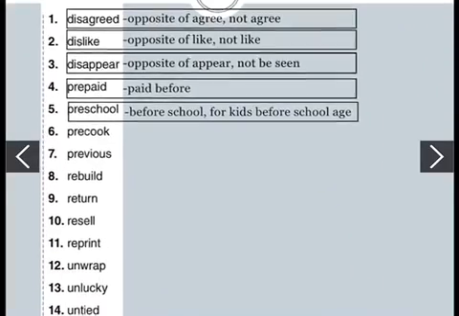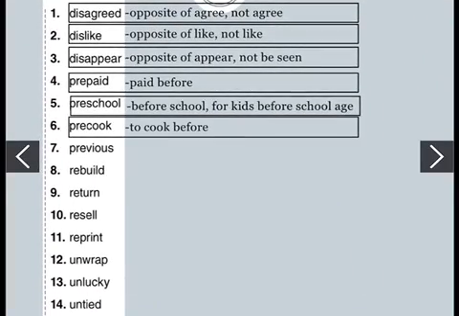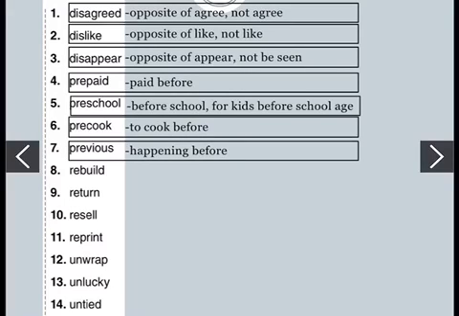Next, precook, which means to cook before. So every time I see the prefix pre, it means before. What about previous? It means happening before. Something that's previous had been happening before. So if I say the previous page, it means the page before. If I say the previous day, it means the day before.